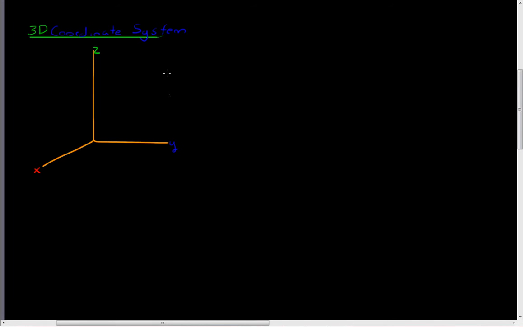In the last video, we talked about motion in two and three dimensions. Now I want to continue that by expressing the right-handed three-pronged coordinate system. So you have your x, y, and z axes.